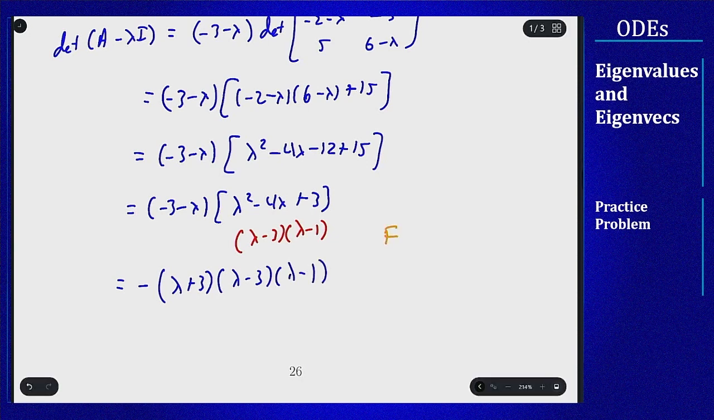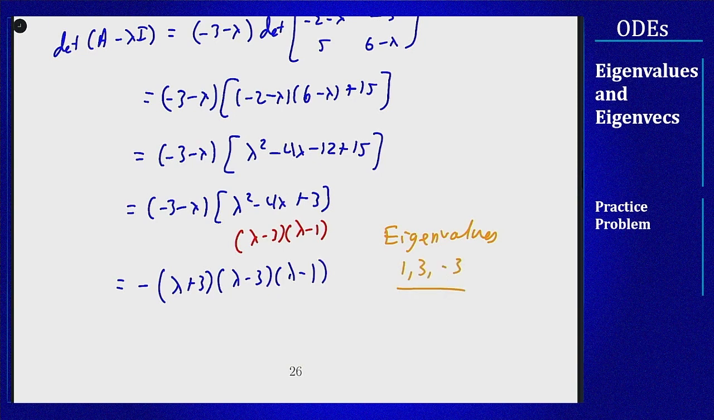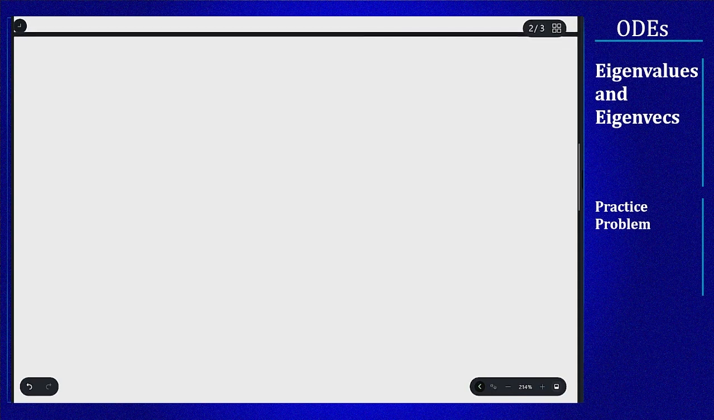So this polynomial is going to equal (negative lambda minus 3)(lambda minus 3)(lambda minus 1), which means my eigenvalues are 1, 3, and negative 3. Great. Now for each of those, we want to find a corresponding eigenvector. So we'll start with 1.